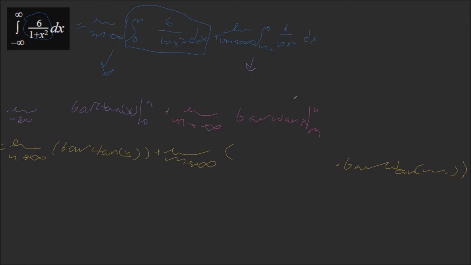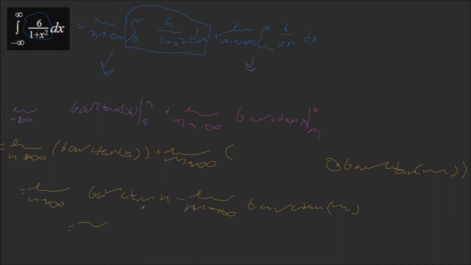And we end up with the limit as n approaches infinity of 6 arctan n minus the limit as m approaches negative infinity of 6 arctan m. And the reason we're subtracting the two is because of this negative sign over here. Okay, and from here we can begin substituting in our n and our m. 6 arctan infinity is equal to 6 times pi over 2.